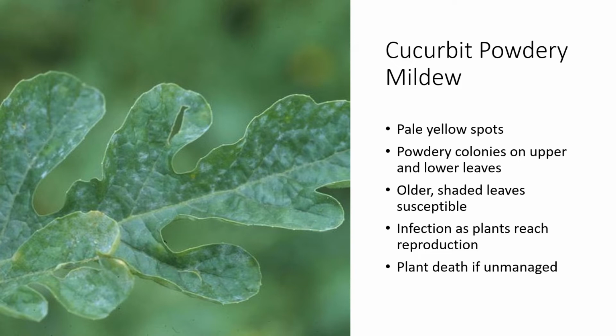Infection is really going to ramp up at the reproductive stages of the plant. So just as plants begin to flower and fruit, that's when we typically see the most powdery mildew on cucurbits. And if left unmanaged, especially with susceptible cultivars, the plants can quickly die. So powdery mildew can very severely limit yield if it's not managed.